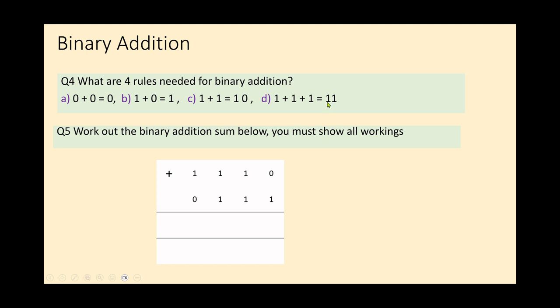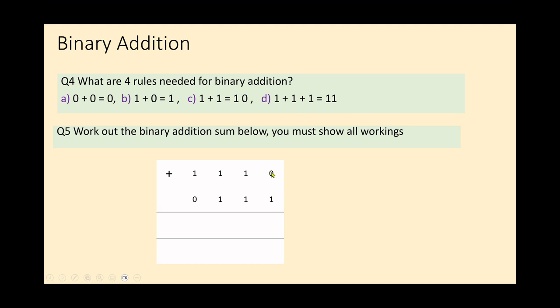Okay, so armed with those, you should be able to work out question 5. So work out the binary addition sum below. You must show all workings. So if you haven't done that one yet, pause it, have a go at it now, but I'm assuming you probably have already done this one. So starting off on the right hand side, in any binary addition we always start on the right hand side, as with any other sort of addition, adding up the lowest place values first.